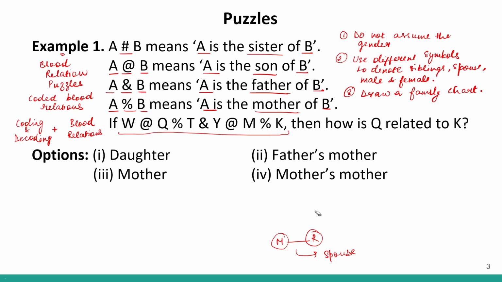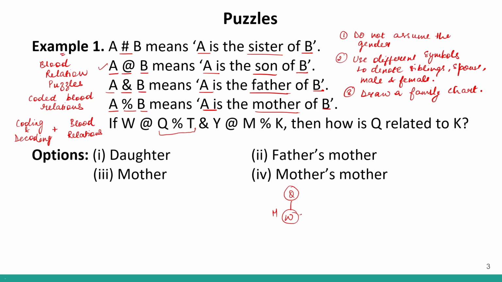So basically we have an expression that is coded. This is a blood relation expression that has been coded using these symbols. So we will decode them and make a diagram first. W@Q means W is the son of Q. So W will be male. Q's gender is unknown. We cannot assume.